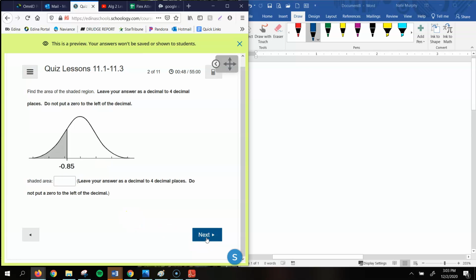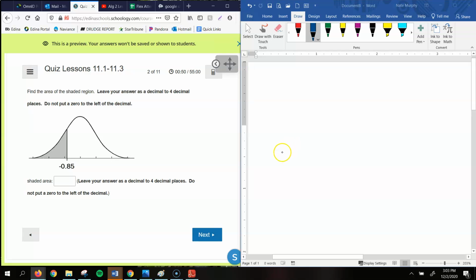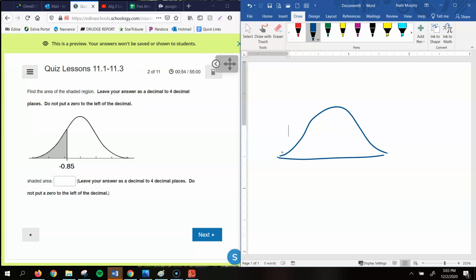All right, so let's look at what comes next. So here's a similar one. Now this one I'm going to use my table as well. I'm just going to sketch it here so you can see what I'm talking about. Okay, so we're trying to find that shaded region, which is negative 0.85. So we don't have negative values, remember, on our table. But what we can do is look at the table for positive 0.85.